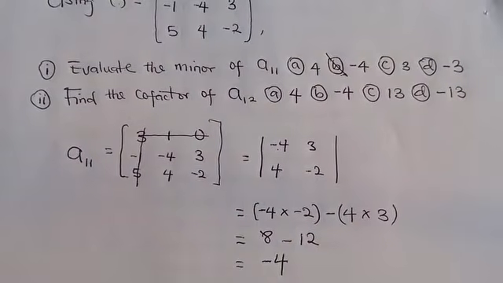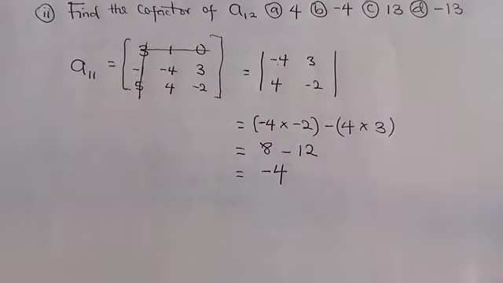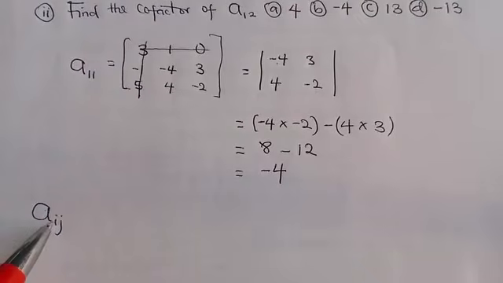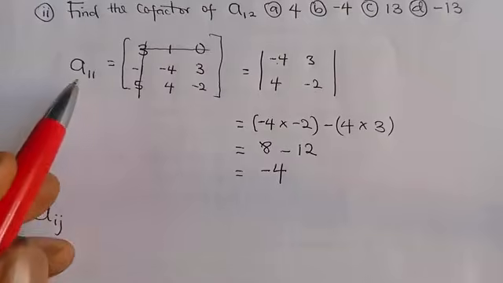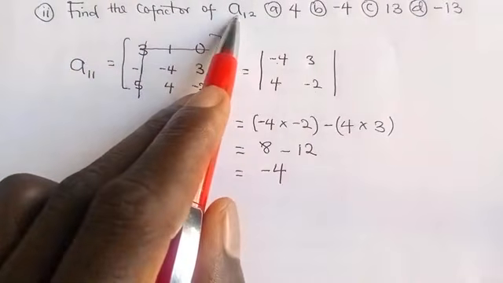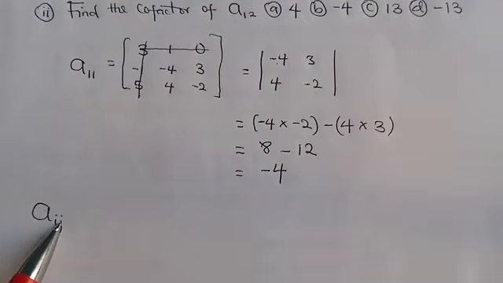For the second part of the question that says we should find the cofactor of A12, the cofactors basically are gotten from the minors of a given matrix. For instance, if the given matrix is Aij, where I here represents the row number and J represents the column number. In this case, I is 1, J is 1. But for this second question, we are asked to find the cofactor of A12. So I there will be 1, J is equal to 2.